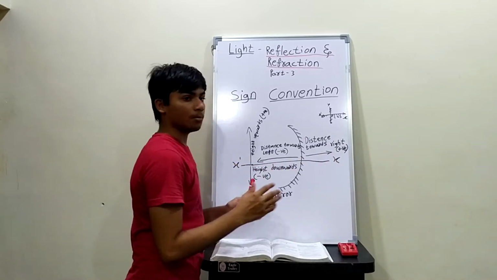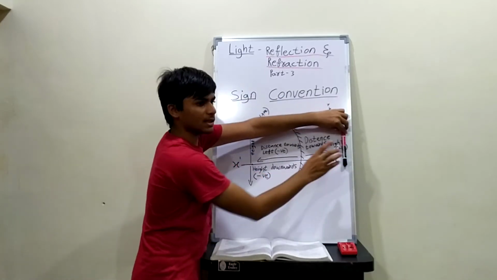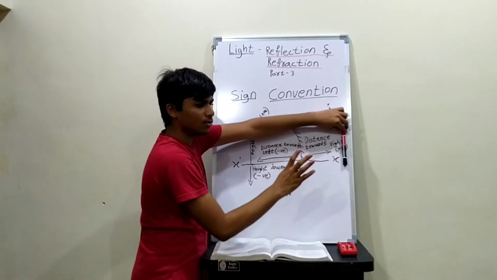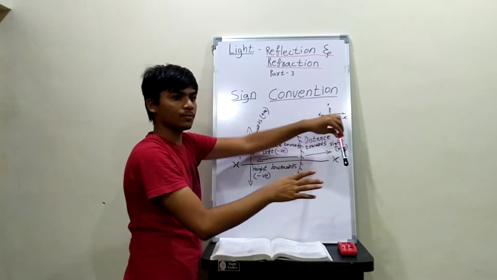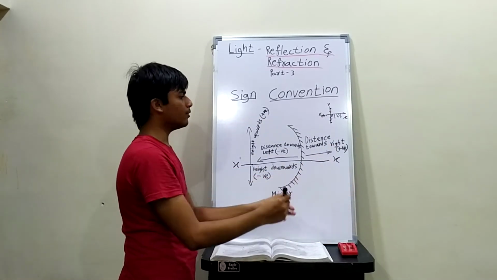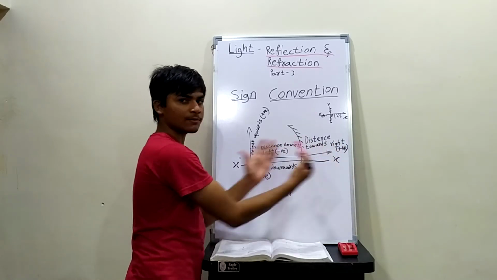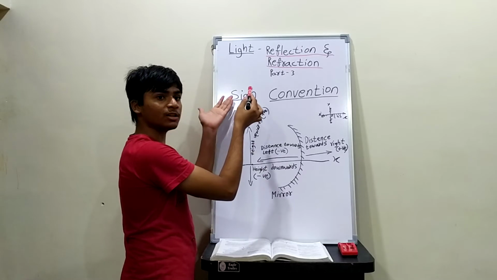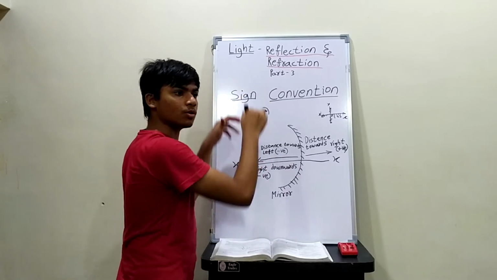is formed. So at that time you may get the image here somewhere. The distance you have to calculate from the pole. So when you calculate on the right side, you have to take it positive. Left side negative, right side positive. Upwards height positive, downwards height negative, upward side positive, downward side negative.